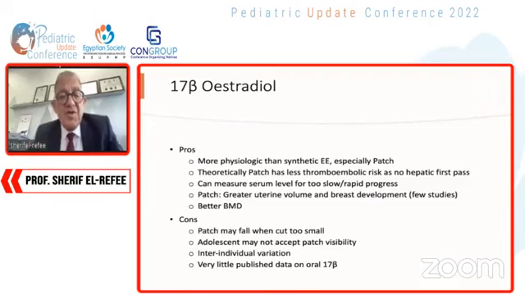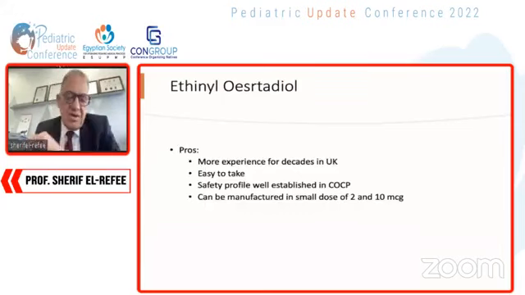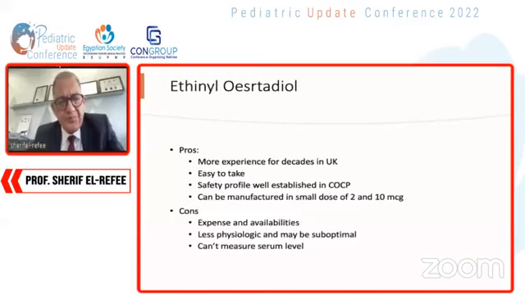And the problem with it is the patch may fall off when it's cut too small. Adolescents don't like to have a patch visible to everybody. And we don't know much about the oral 17-beta estradiol, so the patch we use if available. With ethinyl estradiol, we had much more experience, the safety profile is well established, but again, it is the availability, and perhaps the patch is superior. It's becoming more expensive, particularly if you want to get the 2 microgram dose.